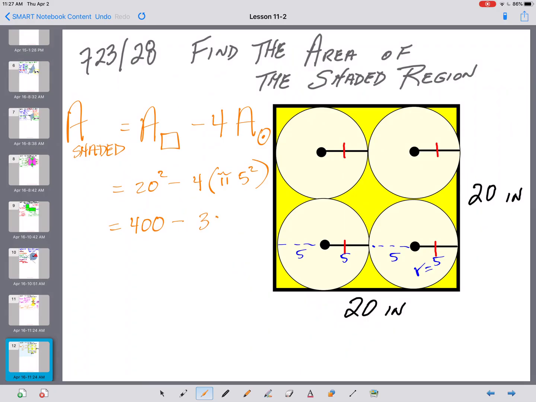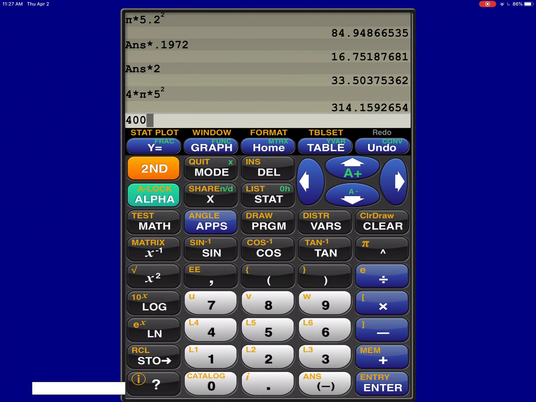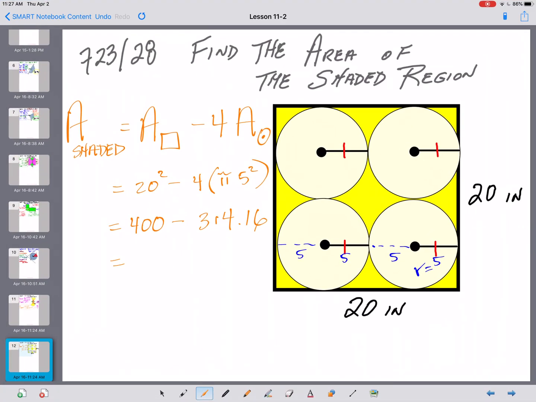Okay, 314.16. Let's subtract 400 minus that number. Here we go. 400 minus 314.16. Nice. Finish it up. 85.84. That is the area that is shaded.